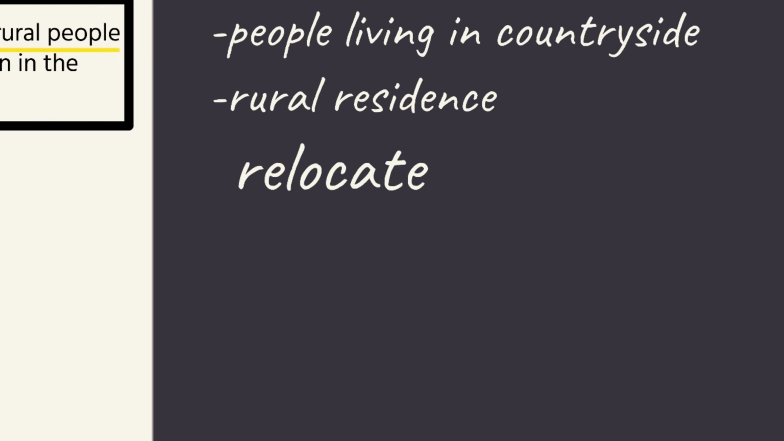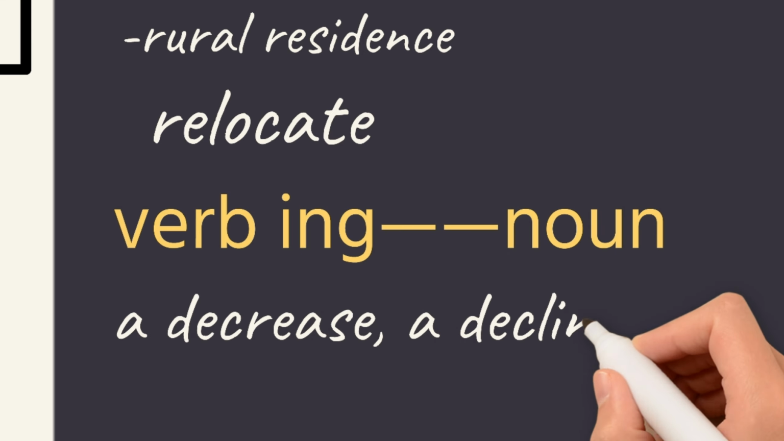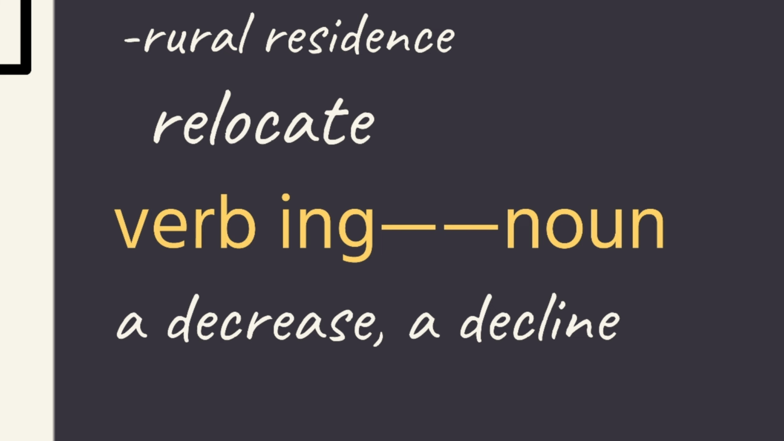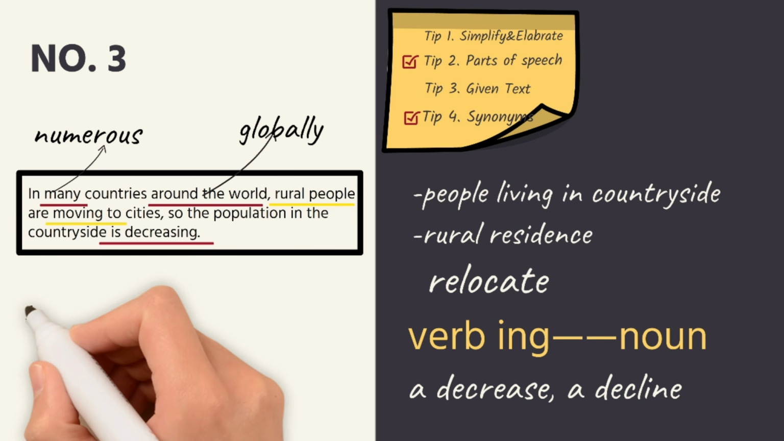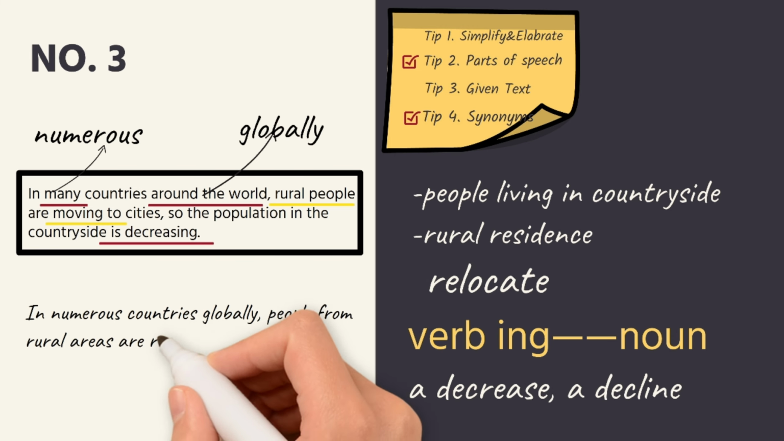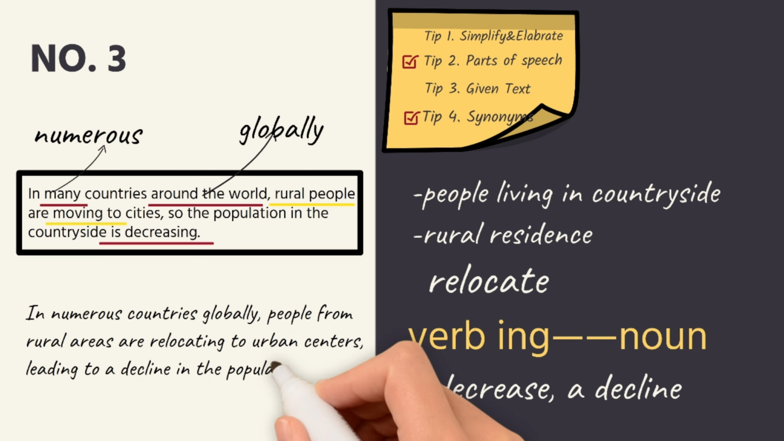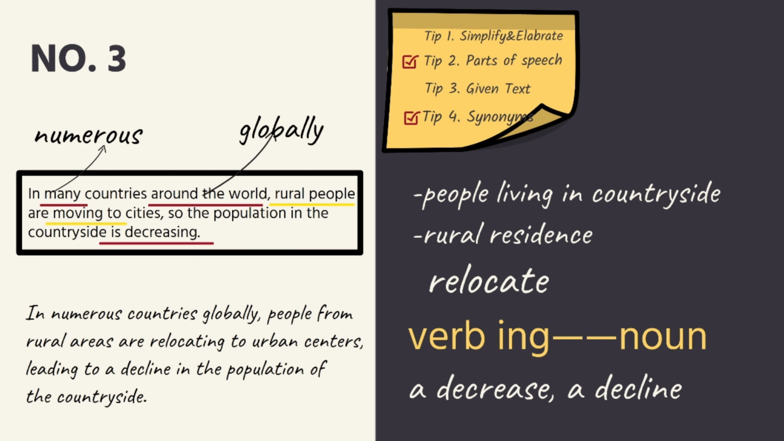Convert is decreasing, which is a present continuous verb, into a noun form like a decrease or a decline. So the revised sentence would be, in numerous countries globally, people from rural areas are relocating to urban centers, leading to a decline in the population of the countryside.